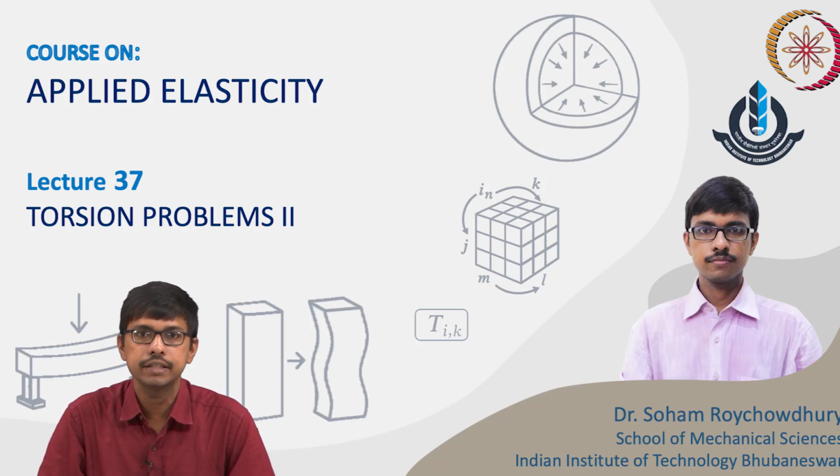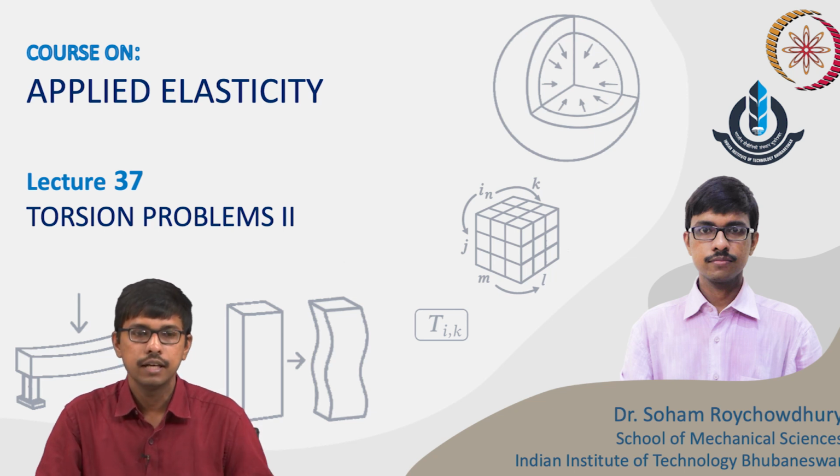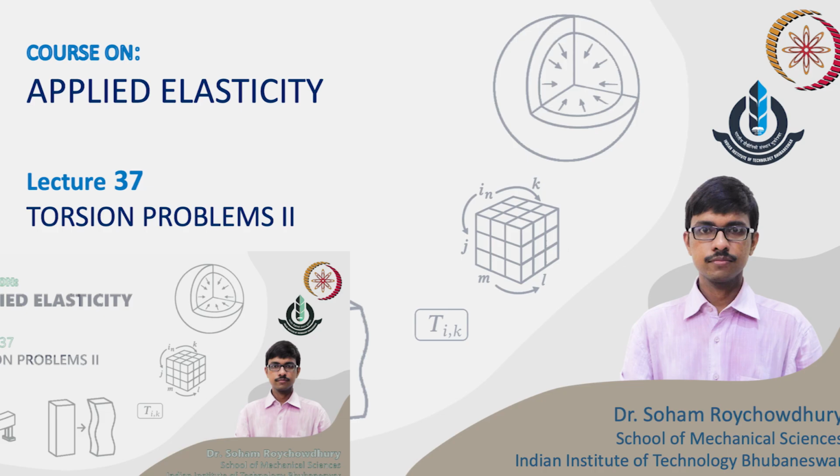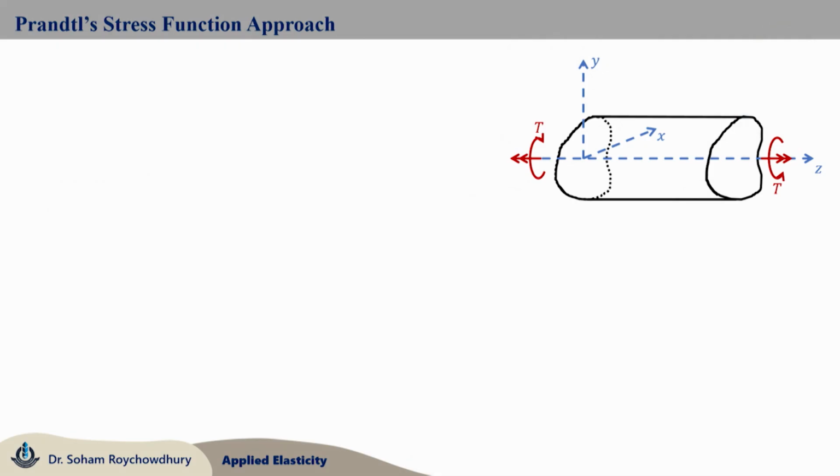In today's lecture, we will continue with our discussion for the torsion problems. In the previous lecture, we had started our discussion on the torsion problem. We had a quick recap on the simple theory of torsion and then started discussion on the Saint-Venant theory of torsion, which is valid for the non-circular cross section. These can be solved using the Prandtl stress function approach, which we had discussed in detail.